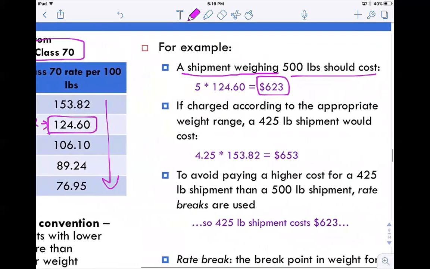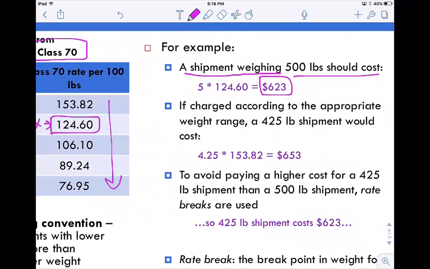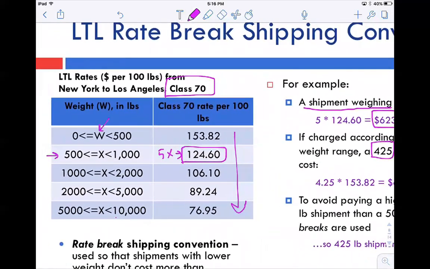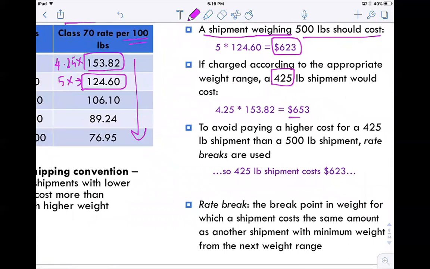If charged according to the appropriate weight range, let's assume how much a 425-pound shipment would cost. Well, 425 falls into this level, right? And then I will have to use this number to calculate my total cost. Again, these prices are per 100 pounds. So my total cost is going to be 4.25 times 153.82. And if I do that calculation, that is actually $653. Well, what's going on here?